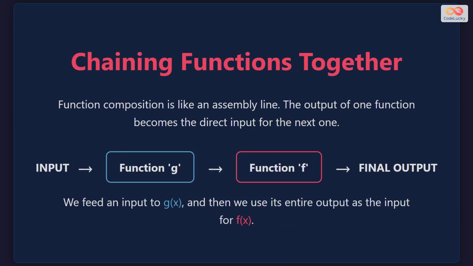Function composition is all about creating an assembly line with our function machines. You take the final product, or output, from the first function and feed it directly into the second function as its new input. We start with our initial value, put it through function g, and then whatever comes out goes straight into function f to get our final result.